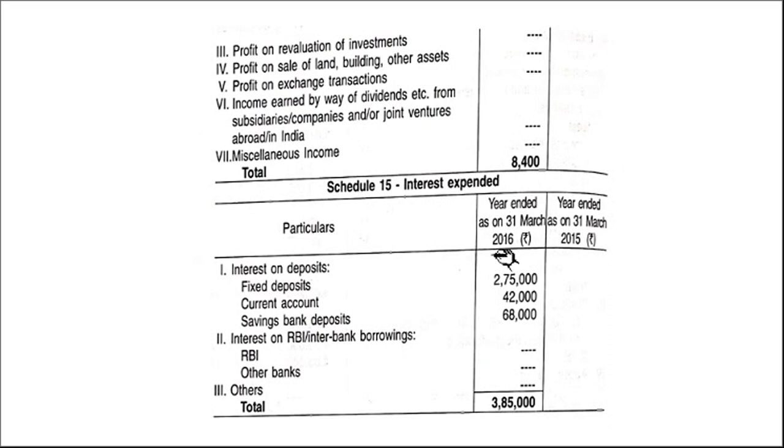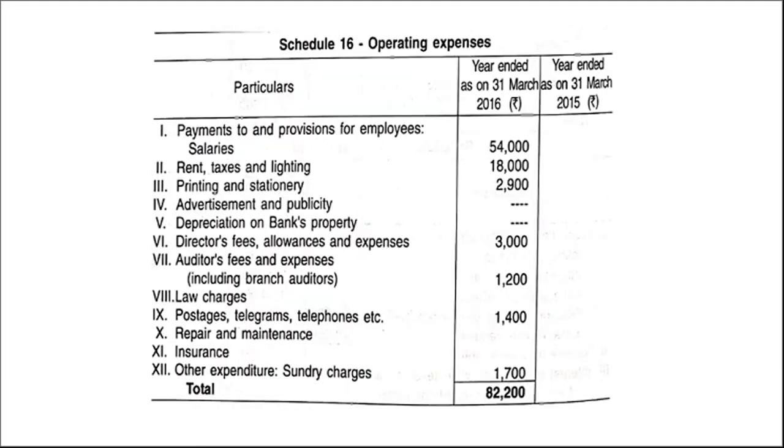Then interest expended. Interest is an expense for the bank for FD, current account and savings bank account. Here interest on RBI or interbank borrowings is not there. So we have to write this. So interest expended we are writing here.